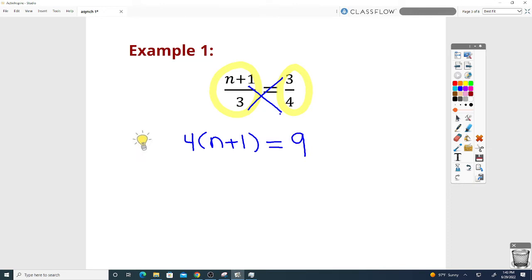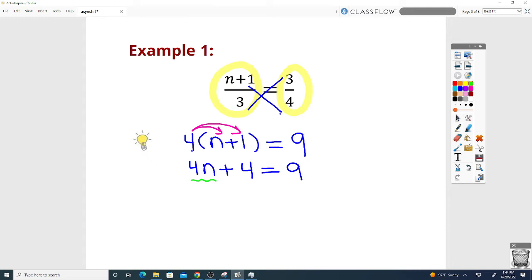Now you can see here that we got rid of the fractions. The next step is to multiply the 4 by the bracket, so let's multiply it inside. This would give us 4n plus 4 equals 9. Now we can see the only variable here is the n. The others are just numbers.